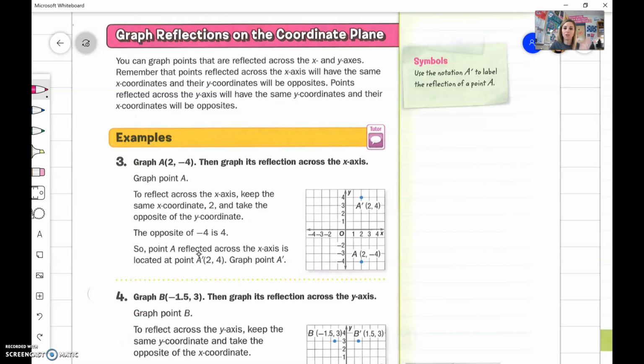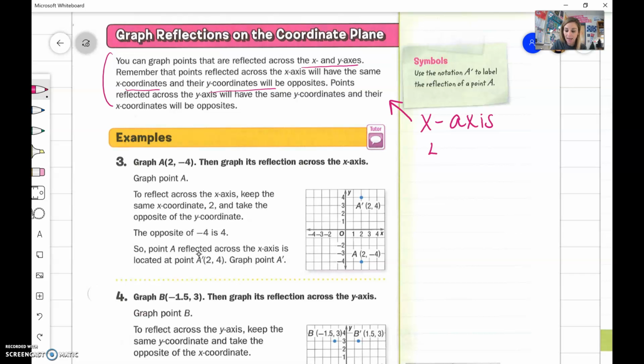Okay, we've done the reflections over the x-axis, we've done them over the y-axis, so it doesn't matter which way it goes. We're just going to do the opposite of that. It says you can graph points that are reflected across the x and y axis. Remember that points reflected across the x-axis will have the same x coordinates, then their y coordinates will be the opposite. So when you go over the x-axis and you're talking about a reflection, what they're saying is your x coordinates will remain the same.